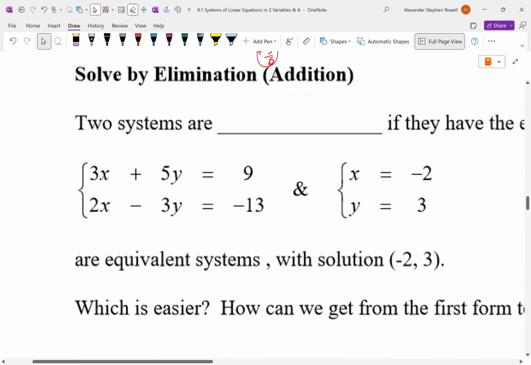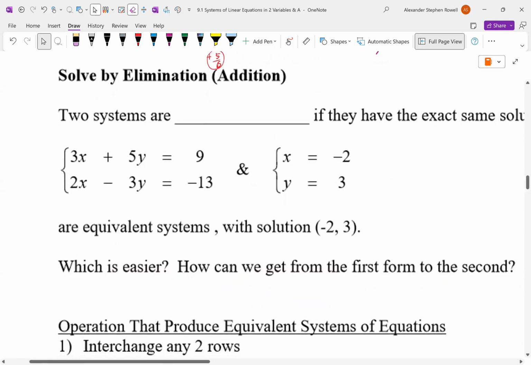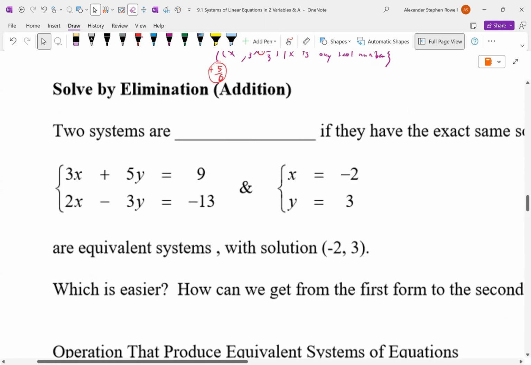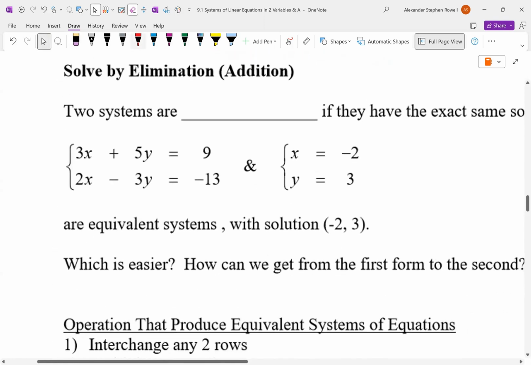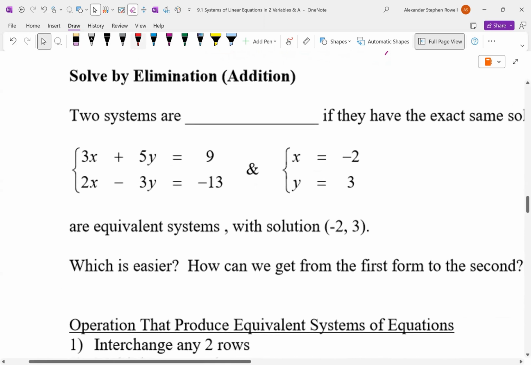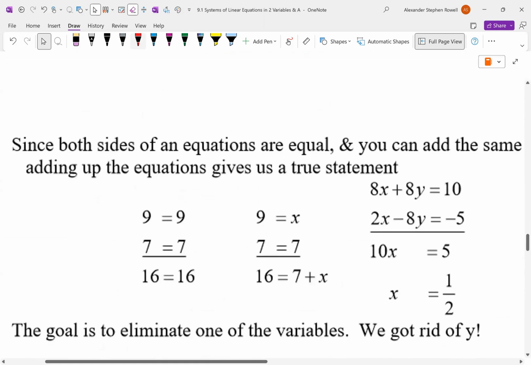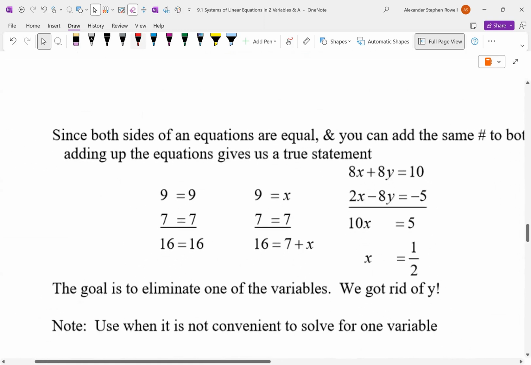Are you familiar with solving by elimination or addition? We would like to eliminate a variable, but instead of substituting, we want to create opposites and cancel. So this is the setup for the elimination method.